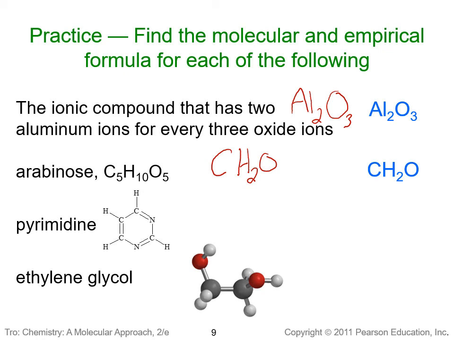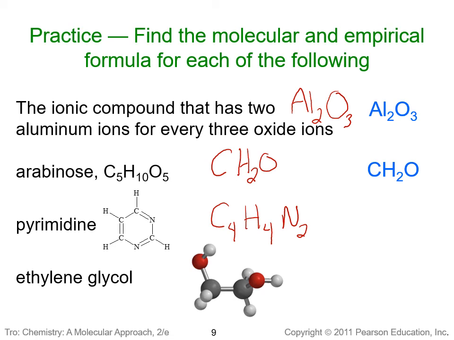Pyrimidine, now we've got a structural formula. So we want to count how many carbons there are. 4 carbons. We count hydrogens. 4 hydrogens. And we count nitrogens. And there are 2 nitrogens.